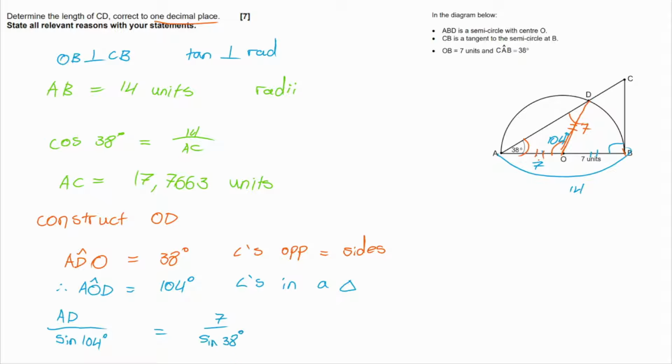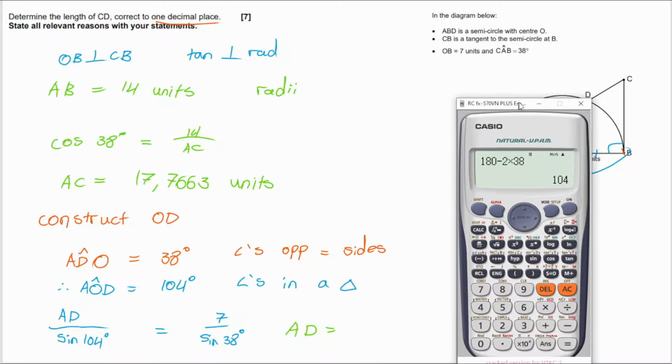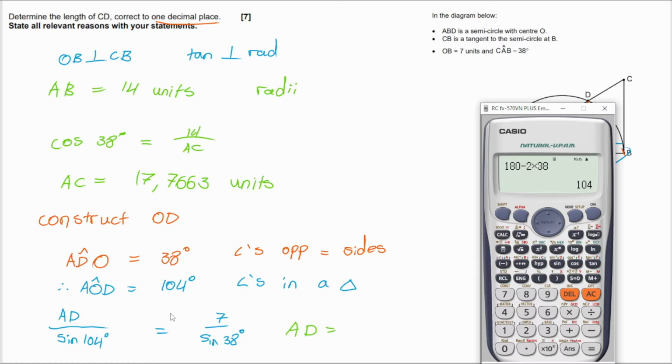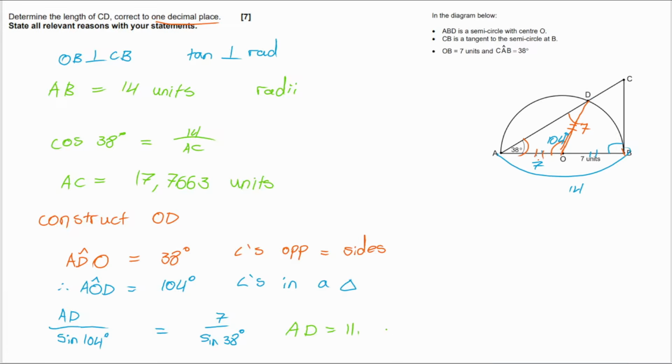When we do that, we're going to get that AD is equal to, in the calculator, we're just going to do 7 over sine 38 times sine 104. When we do that, we get 11.0322 units.